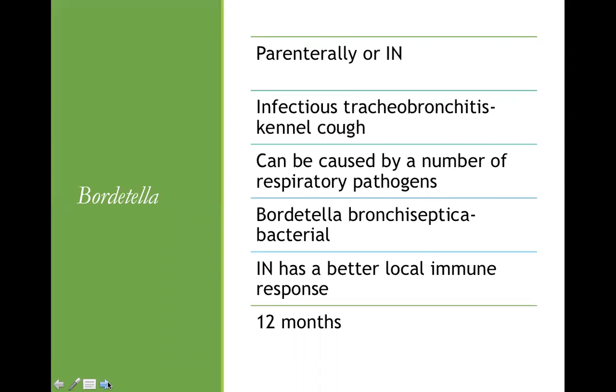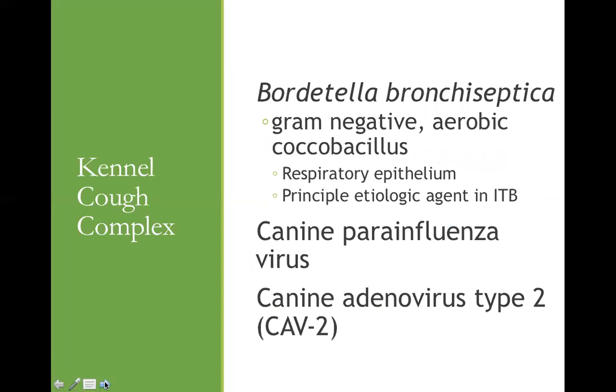And Bordetella, which I think everyone knows, can be given parenterally, so it can be an injection or intranasal. So there's two kinds, but this is a tracheobronchitis. So really, it's kennel cough. There's lots of respiratory pathogens, but Bordetella bronchiseptica, bronchitis. The intranasal is reported to have a better immune response, and this is repeated usually once a year. So that's kind of the current recommendation.